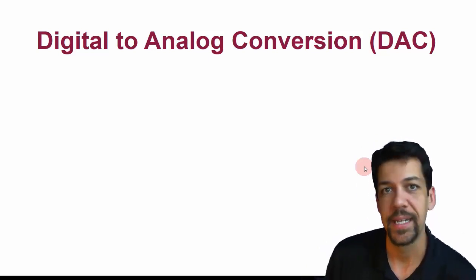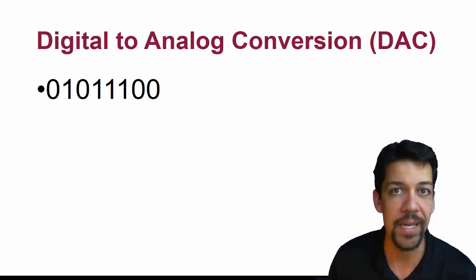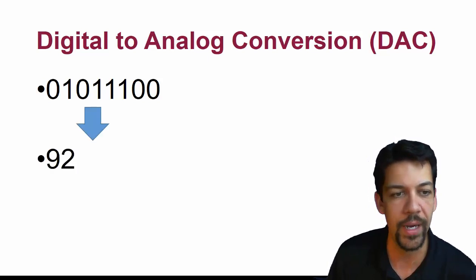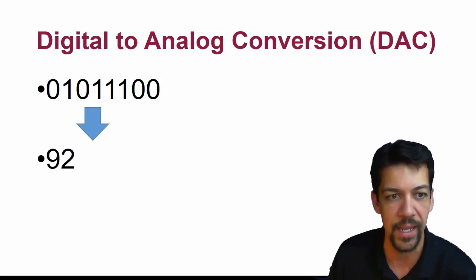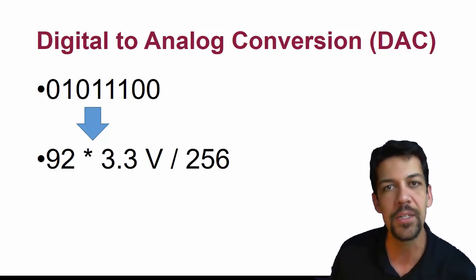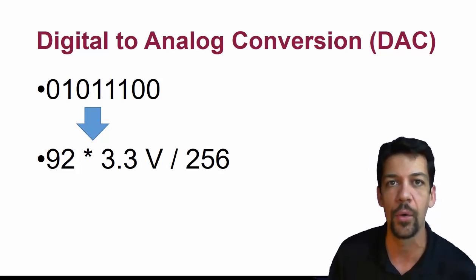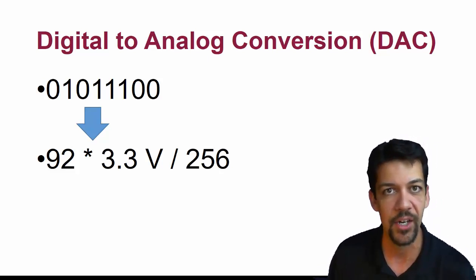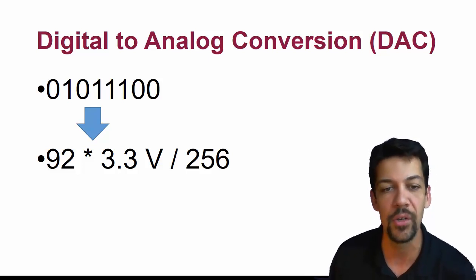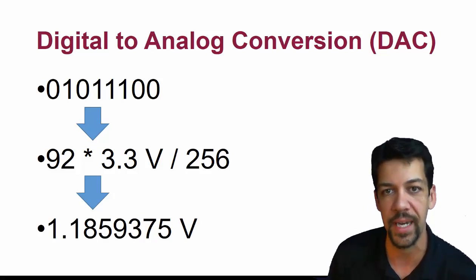The basic idea in digital to analog conversion is we want to take some digital value, some binary value like this byte, and convert it into a voltage. The way we do that is we convert this thing to 92. That's our level. That's the value of this number. Then we multiply it by our voltage divided by the number of possible levels, right? So this numerical value, 92, is going to be converted into a voltage, in this case 1.18 volts. And the way we do that is with a digital to analog converter.